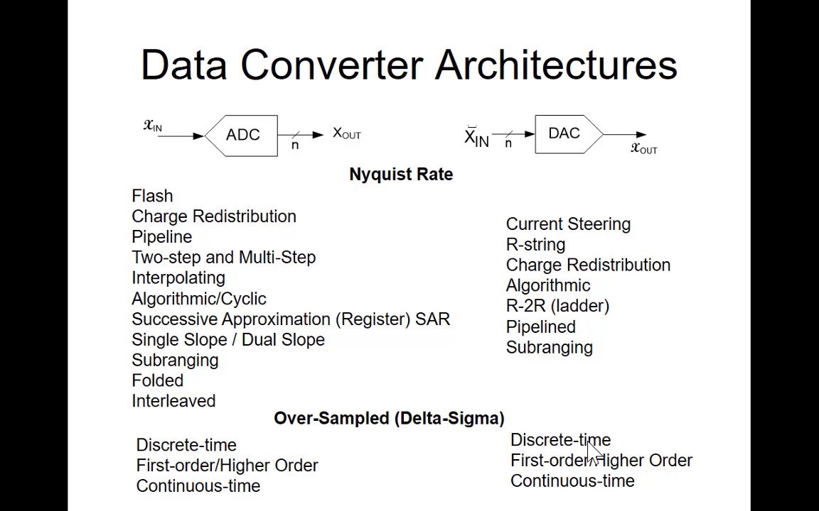In the Nyquist data converters, we get one output for each clock transition, whether it's an ADC or a DAC. For an oversampled data converter, we may have 10 or 100 or 1,000 samples that we combine in some way to get one output. We'll spend most of our time in this course talking about Nyquist rate structures, but we'll try to talk about what the characteristics are of the delta sigma structures as well.